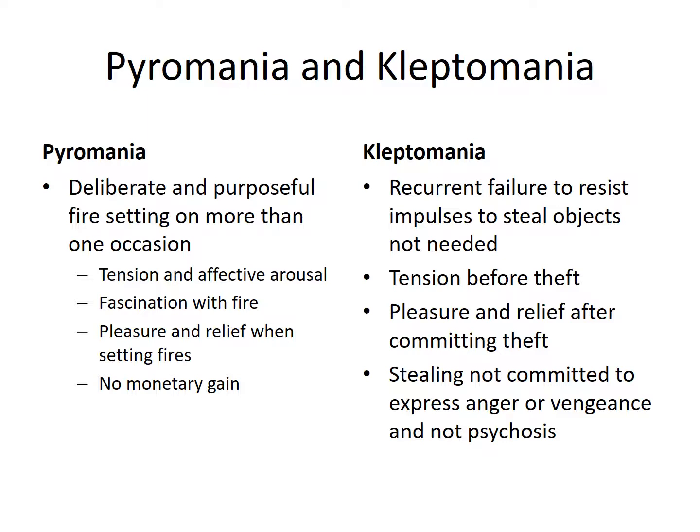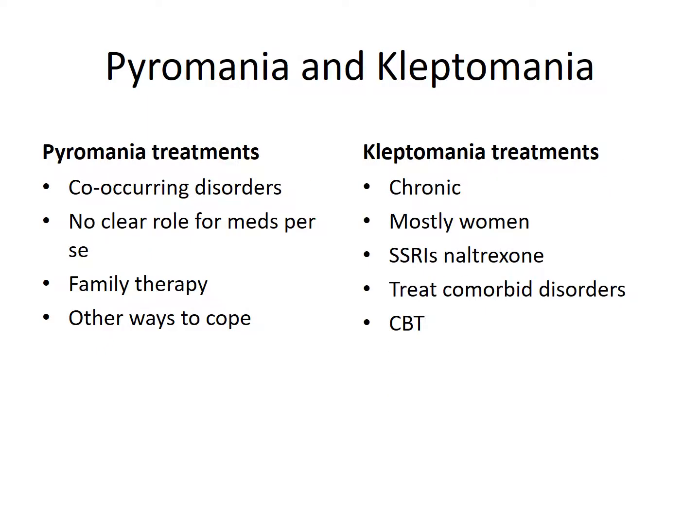Anyway, next slide, please. How do you treat it? Co-occurring disorders. No real meds, family therapy, other ways to cope. Cognitive behavioral therapy, of course, is there. Kleptomania, interestingly enough, is mostly women.